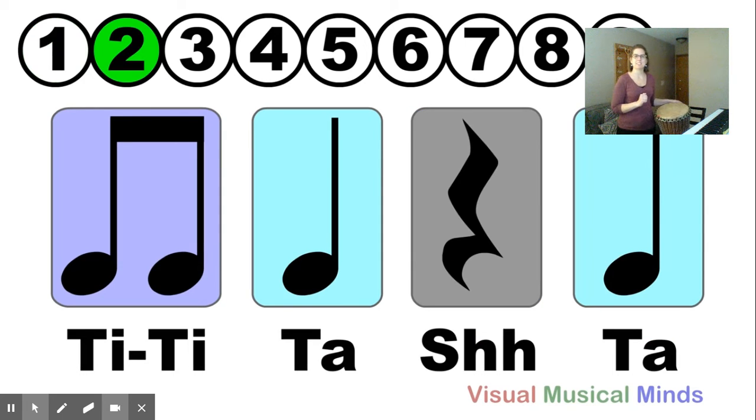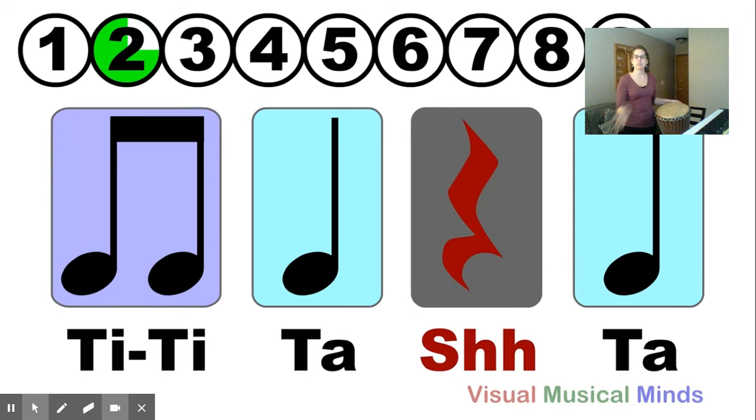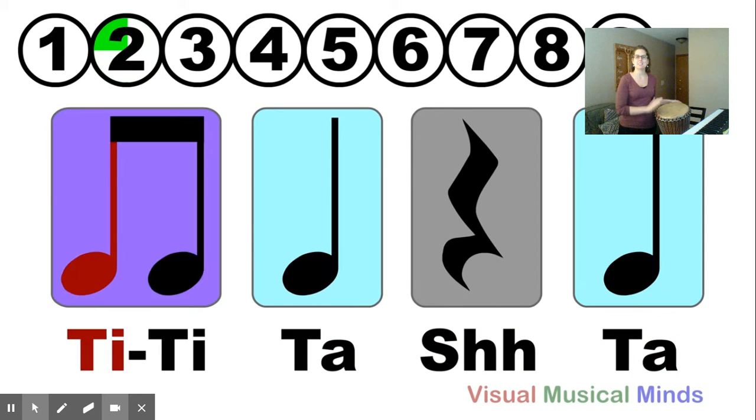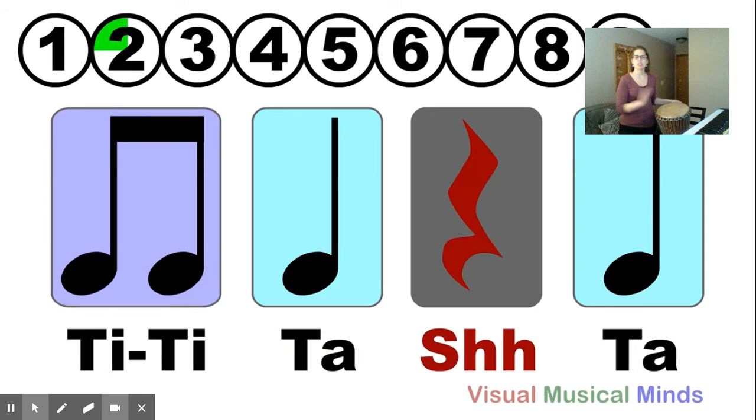Ooh, we got a TT quarter note, 8th note first. Ta, sh, ta, ti, ti, ta, sh, ta, ti, ti, ta, sh, ta, ti, ti, ta, sh.